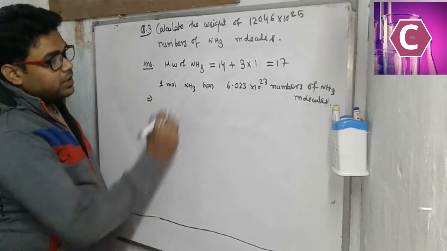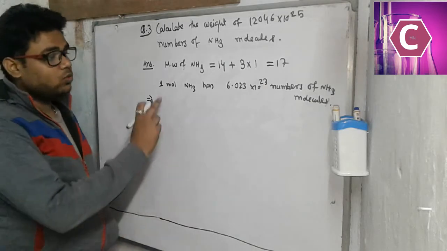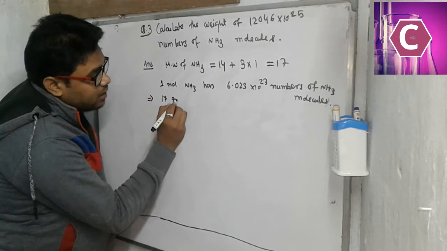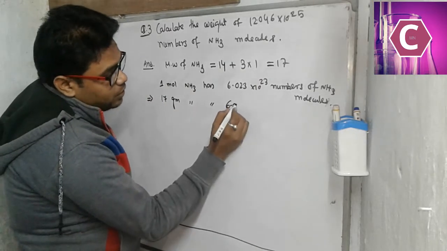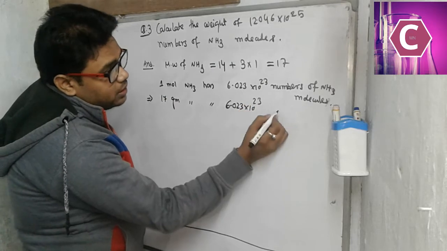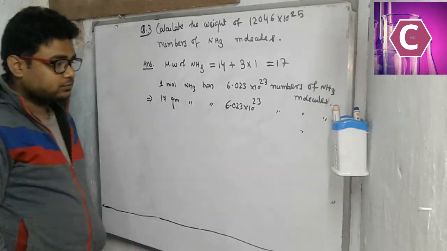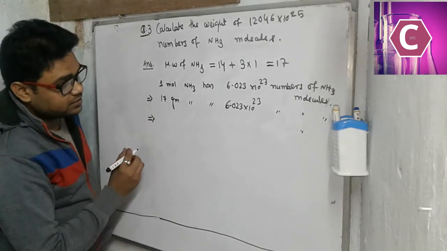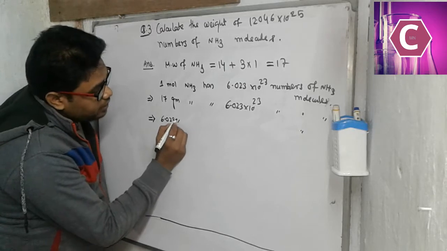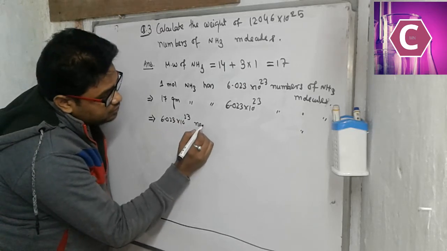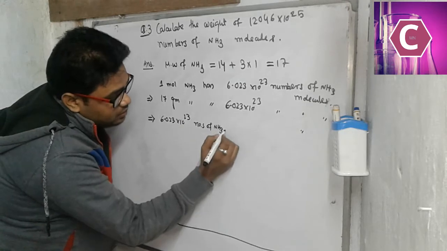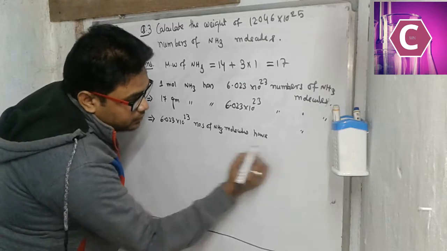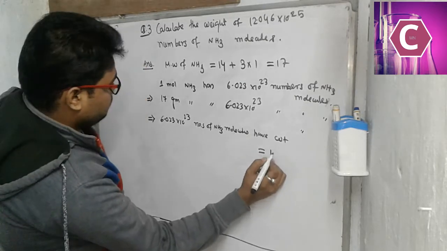Again, we know 1 mole ammonia is equal to 17 gram ammonia, because 1 mole ammonia is equal to its gram molecular weight, that is 17 gram. So we can write 17 gram ammonia has 6.023 into 10 to the power 23 numbers of NH3 molecules. Or we can write it in reverse direction: 6.023 into 10 to the power 23 NH3 molecules have weight equal to 17 gram.